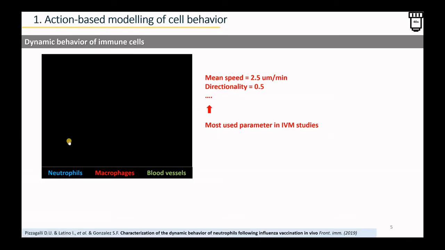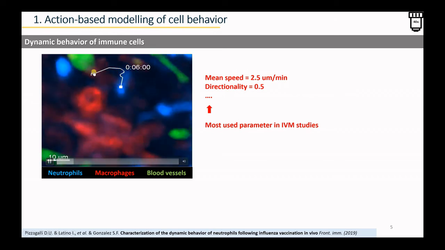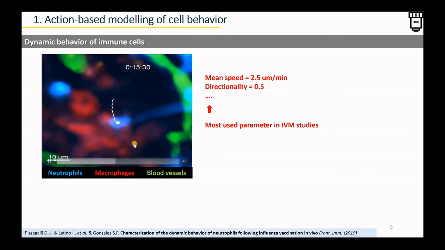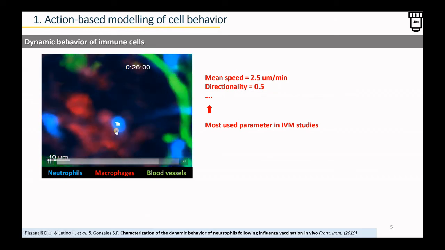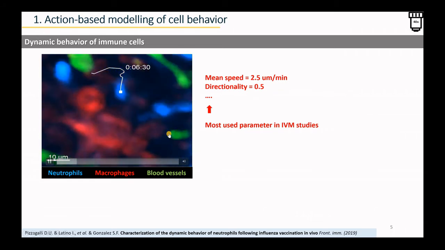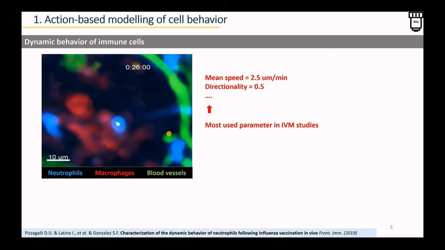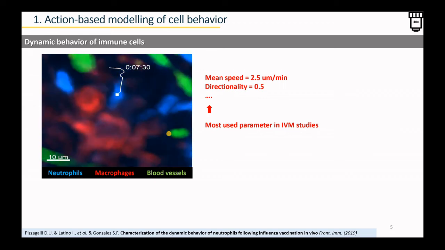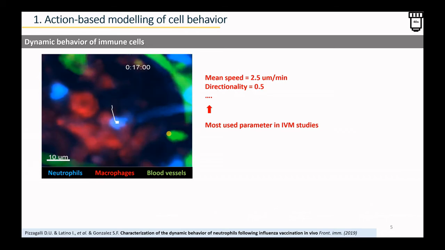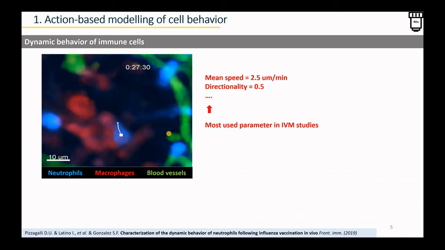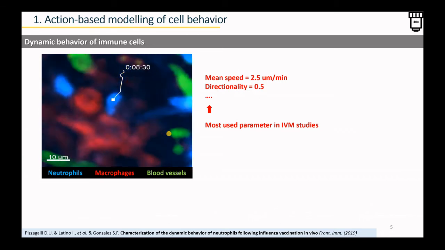Let's have a closer look at one of these neutrophils. You can see the cell is going towards this red cell, which is a macrophage. It's forming a contact and then going away. Another action.